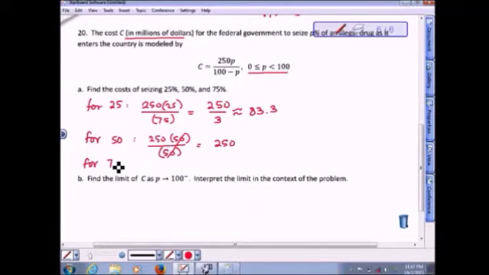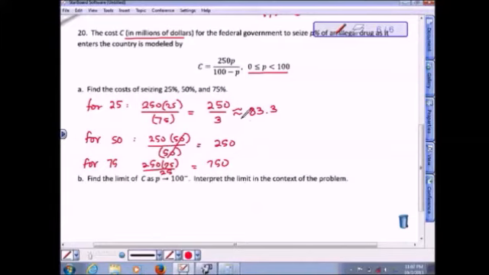If they increase again, that's going to be 250 times 75 all over 100 minus 75, which is 25. 75 over 25 is 3. 250 times 3 is $750 million. So now, once they go much more than this, 80%, 90%, 91%, 92%, these costs are going to increase similar to an exponential increase. As their efforts are reaching 100% of this illegal drug to be seized, what's the value of this side going to eventually start to reach?